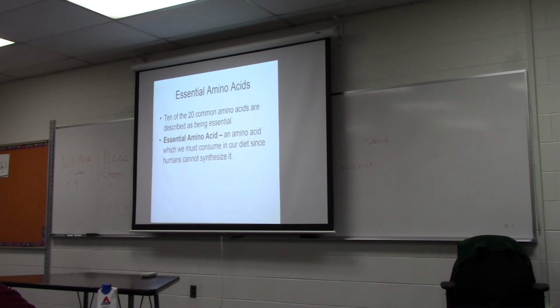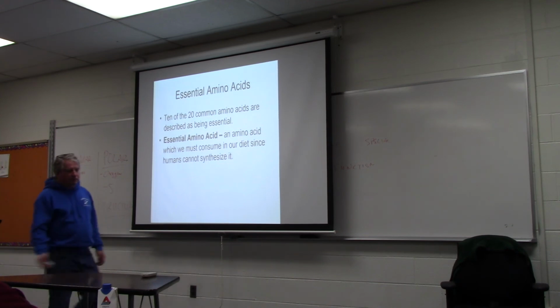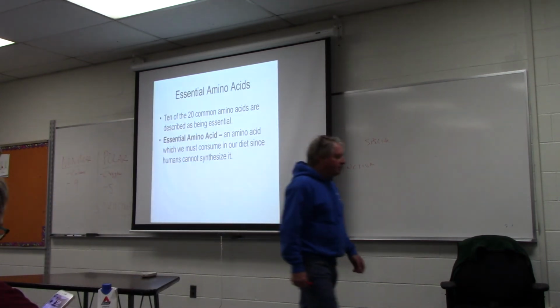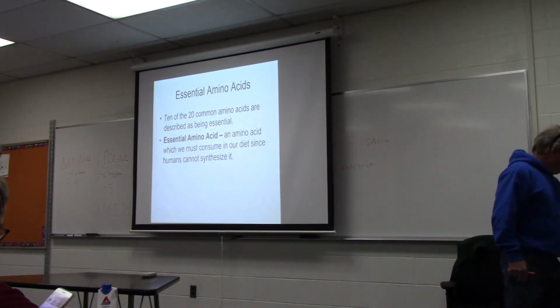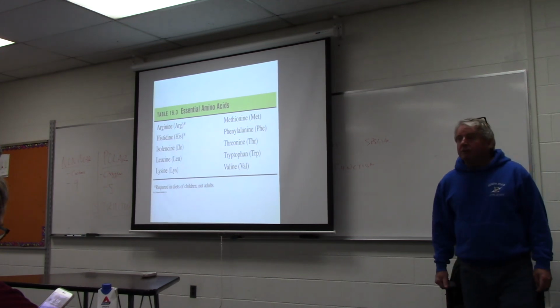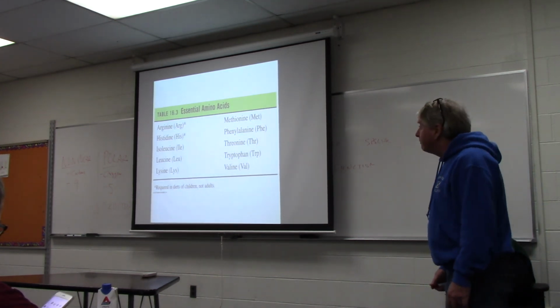There's some of the amino acids your body naturally makes. It says, oh, don't worry about it, I'll take care of it. But there's some that you need to get in your diet, and those are called essential amino acids. And depending on if you're a child or an adult, the number varies. There's 10 if you're a child, 8 if you're an adult.